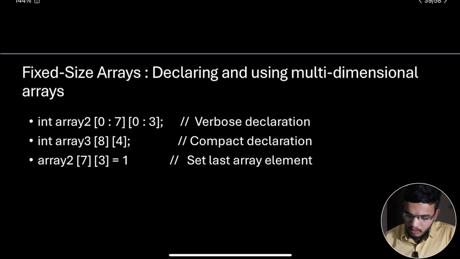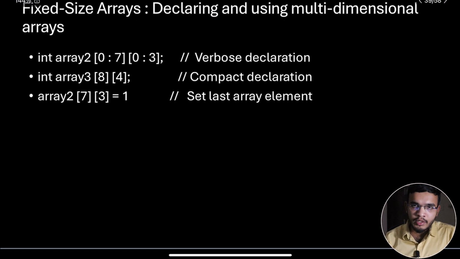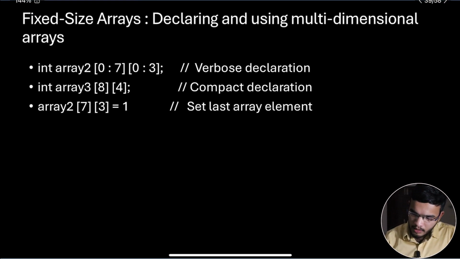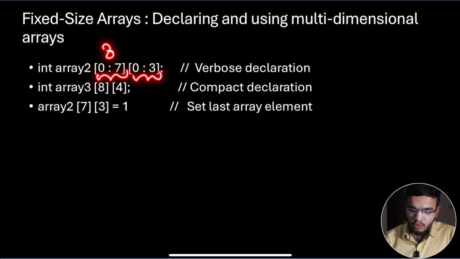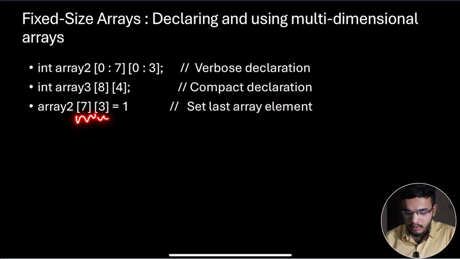So we also have the multi-dimensional declaration. The multi-dimension verbose declaration is this way, like this is having 0 to 7 bits, meaning typically 8, and this is 0 to 3, typically meaning 4. So this is the compact declaration. And if you want to set the last array element, you can directly access it like this, like array 2 7 3 is 1, if you want to set the last array element.